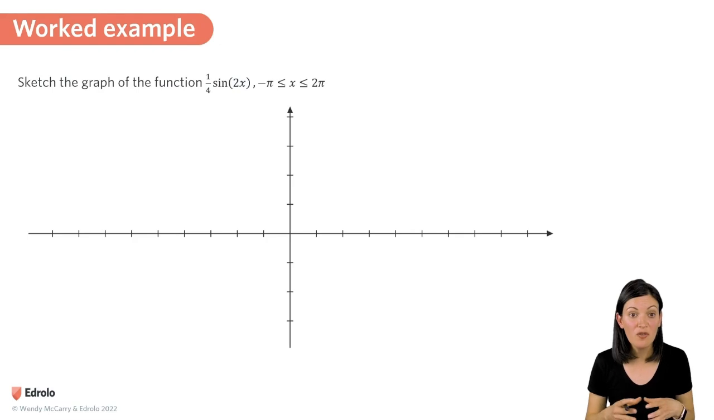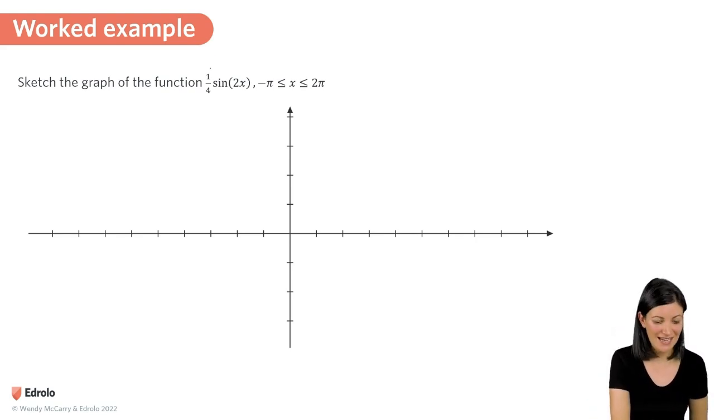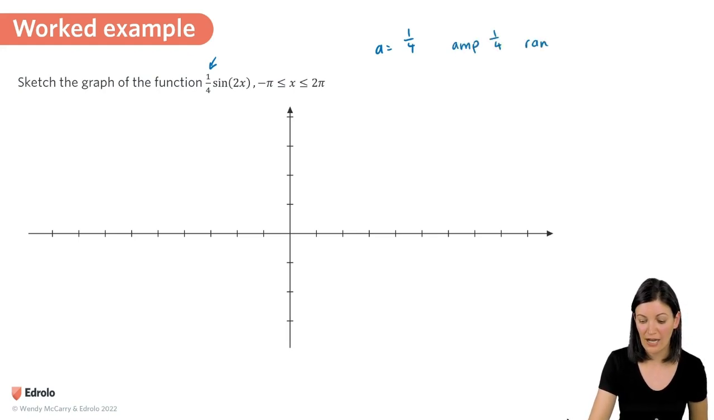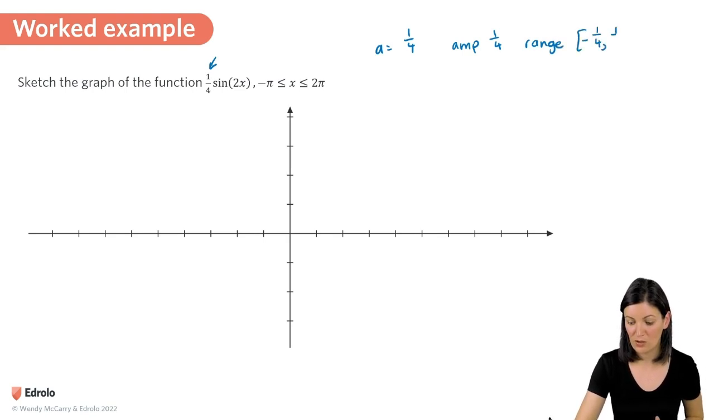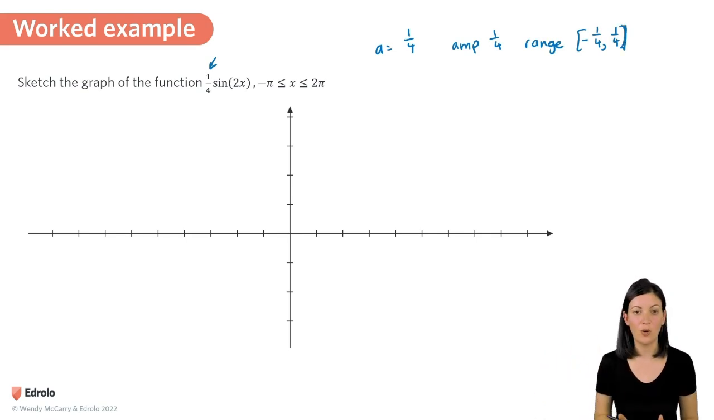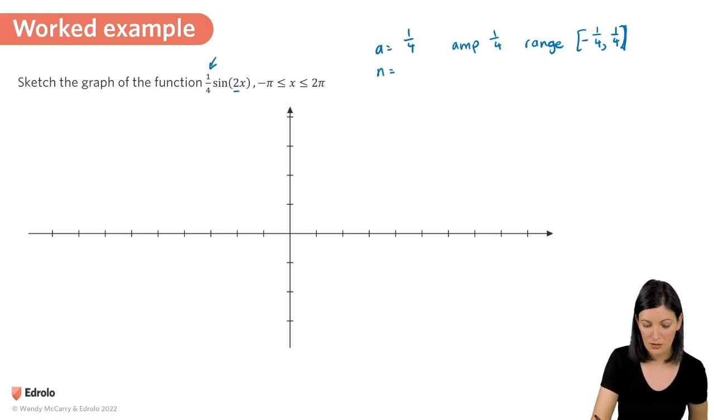Okay, so now we're going to move on by actually sketching the graph of one of these functions. So again, I'd encourage you to do this in a logical way. We'll start first by identifying our a and our n. So a in this case is a quarter. That's giving me an amplitude of a quarter and a range of negative a quarter to, square brackets, because we're including a quarter, to a quarter. Okay, and then the value of n is 2.